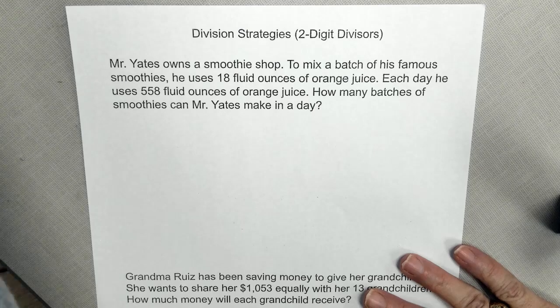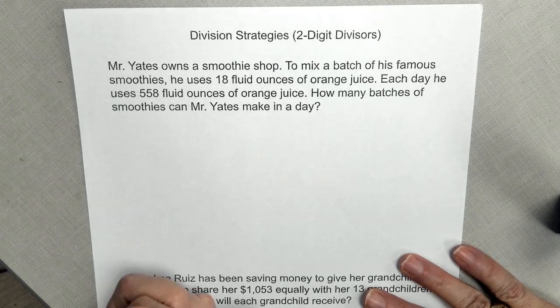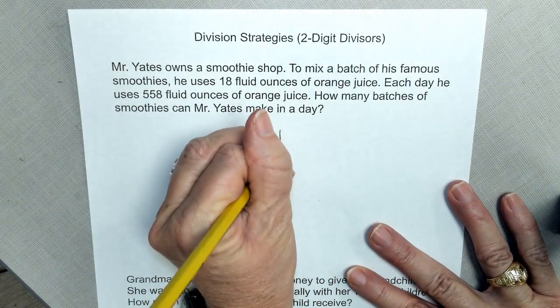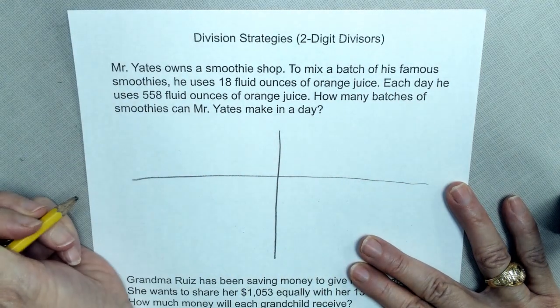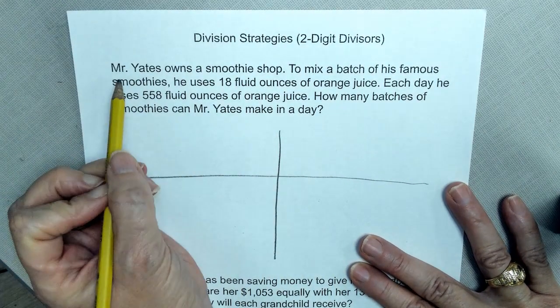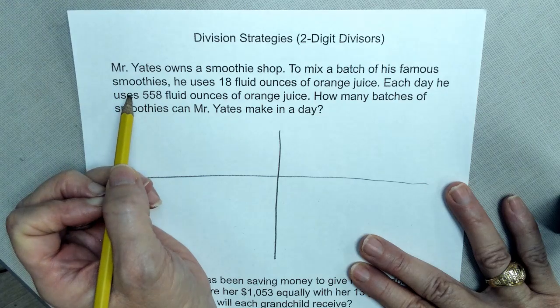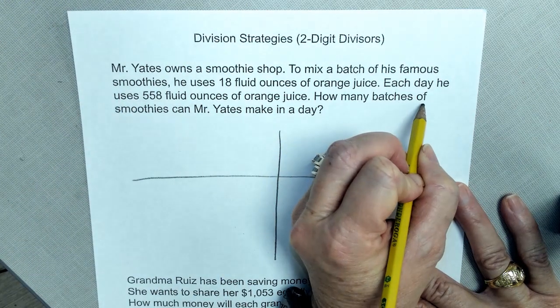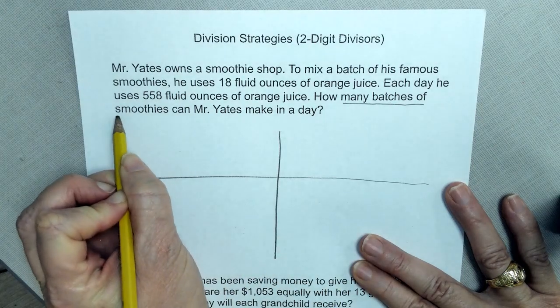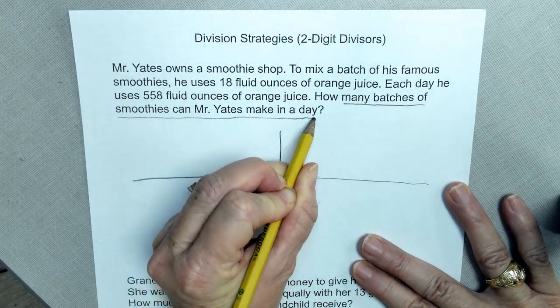So since we have a person in the story and they're doing something, I'm going to go ahead and create my window pane so I can organize all of my thinking. And I'm going to go back and read this again. And as I read, I'm going to circle the pieces of information I think might help me find out how many batches of smoothies he can make in a day.